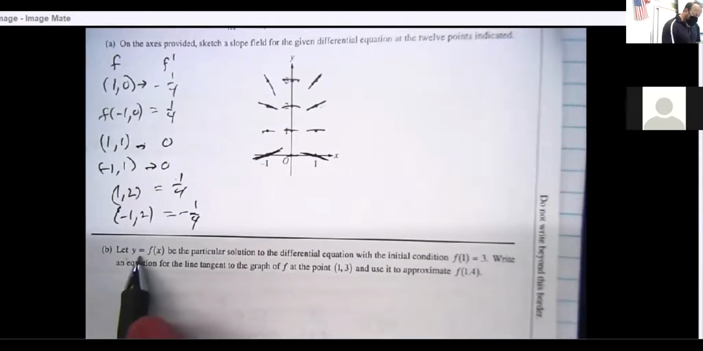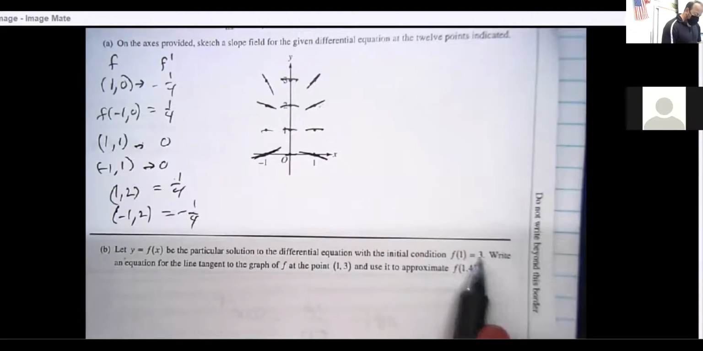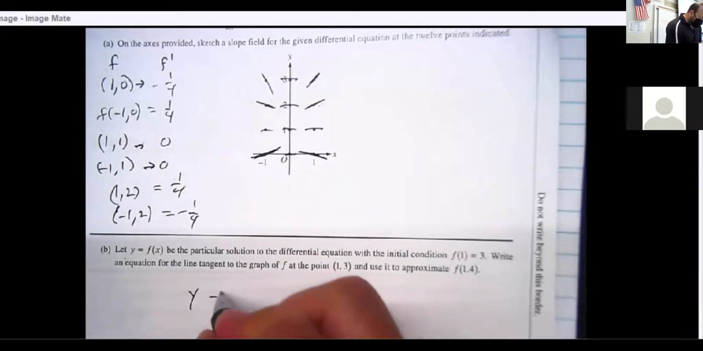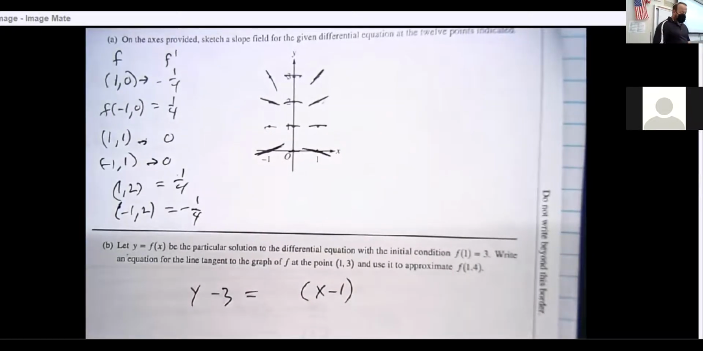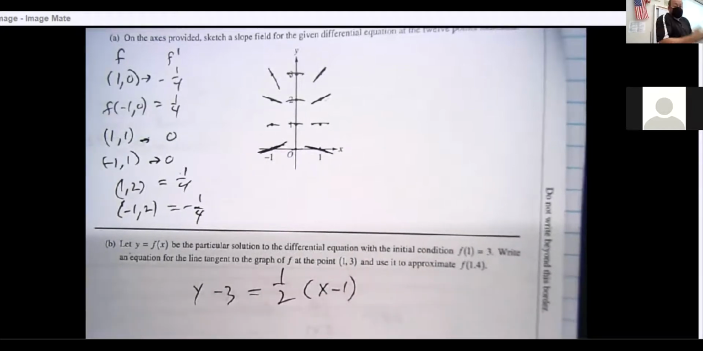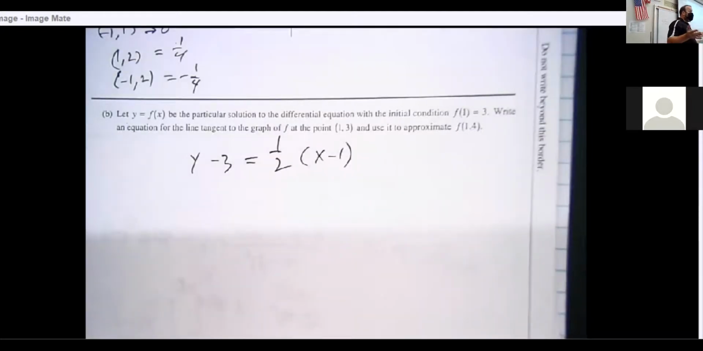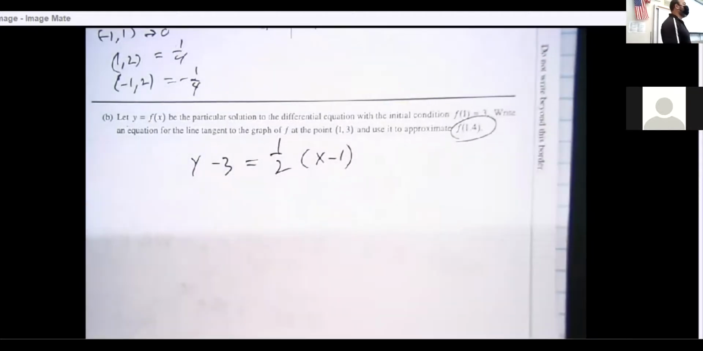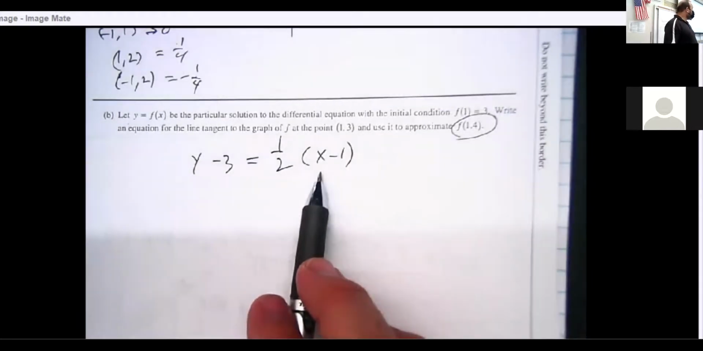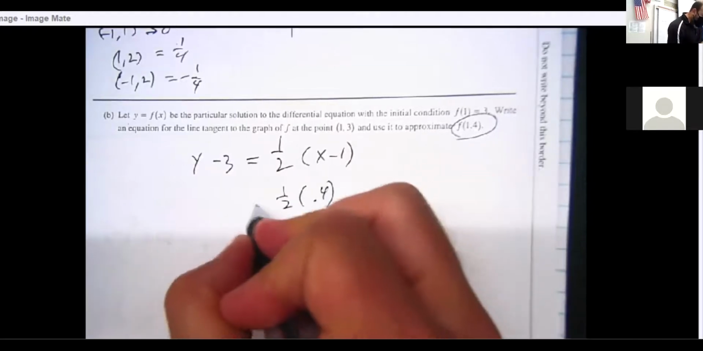And it says, let y be the particular solution of this. So they gave me a coordinate, 1, 3. And what did you just find was the slope at 1, 3? You just told me that the slope was a half. That's all we had to do. And it says, oh, could you use this thing to figure out what happened at 1.4? So what is 1.4 minus 1, everybody? 0.4. Half of 0.4 is 0.2.